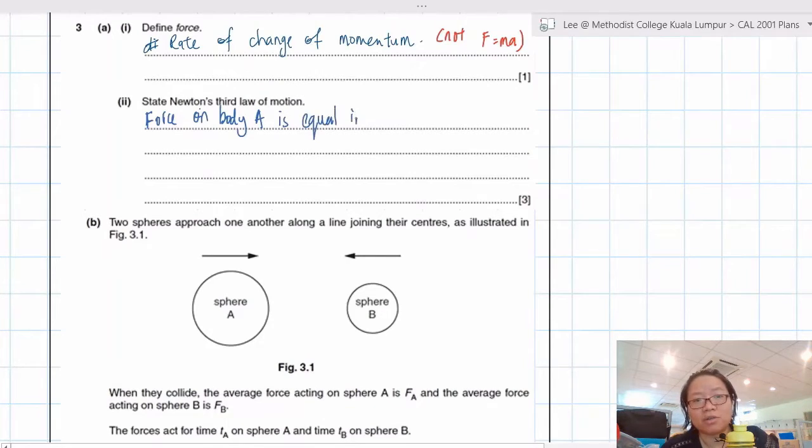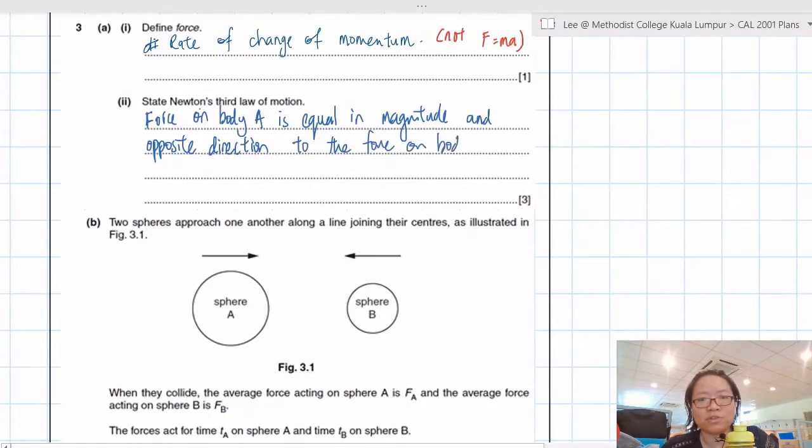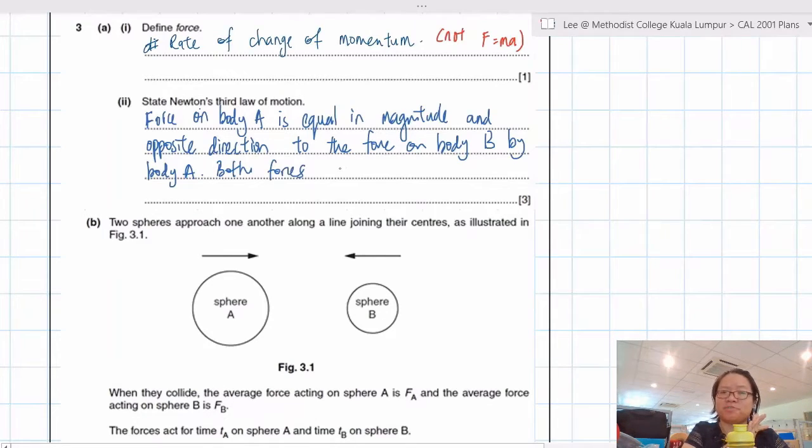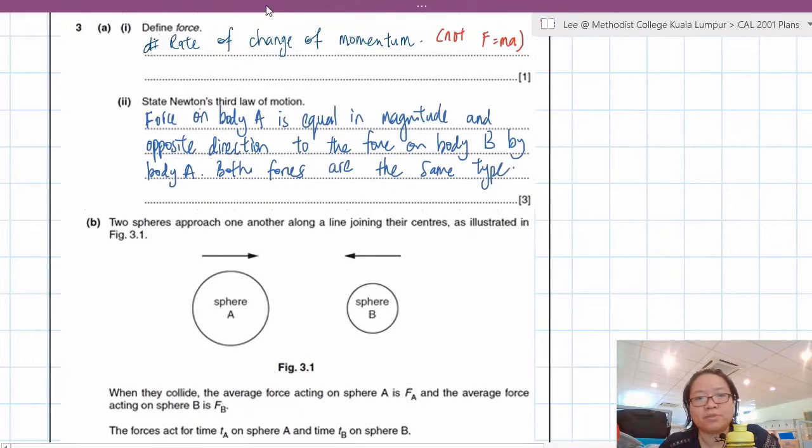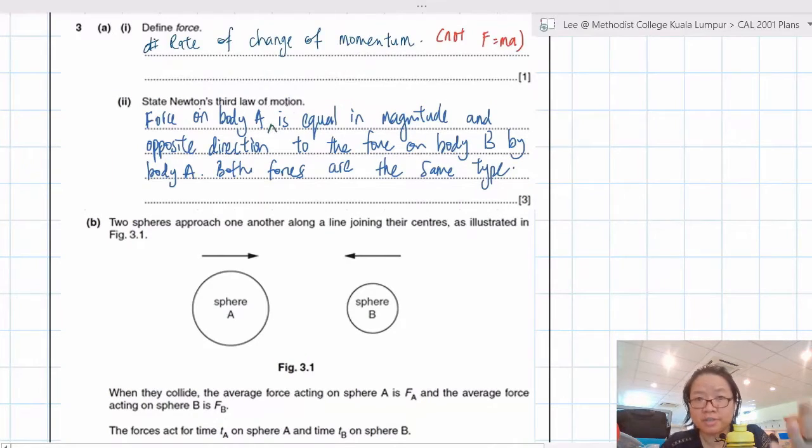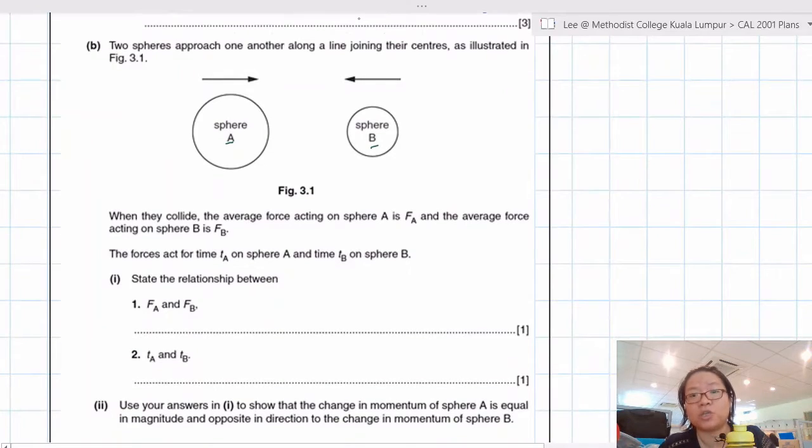Alright, state Newton's third law. Since they use body A and B, I will use A and B. You can use 1 and 2 generally also. Force on body A is equal in magnitude and opposite in direction to the force on body B by A. It's like you push me, I'll push you back the same amount in the opposite direction. Both forces are the same type. So we talk about magnitude, direction, same type, and A on B and B by A. If you want to make it more explicit, all four properties have to exist when you define.